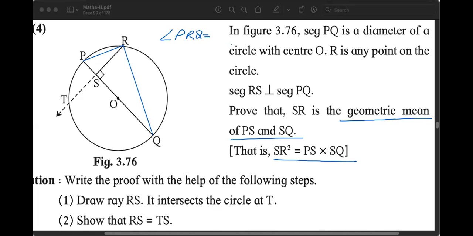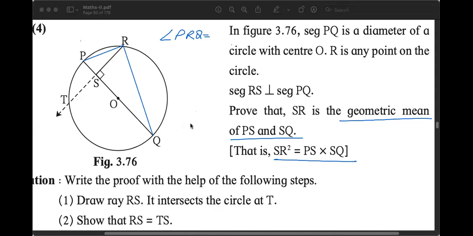What is the measure of angle PRQ? See, Akhilesh Raj is so fast. Yes, correct, Akhilesh. It is 90 degrees. It is 90 degrees because this angle is inscribed in a semicircle.